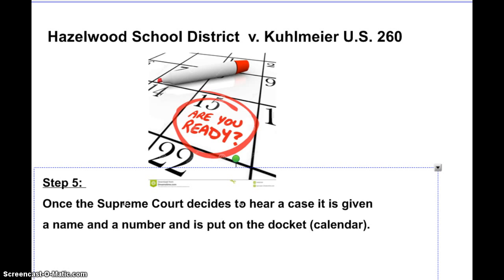So first thing that has to happen, once a court decides to hear a case, the court gives it a name. Hazelwood School District versus Kohlmeyer. Kohlmeyer was the last name of one of the students. It is also given a number, and this is kind of for just keeping track of everything purposes. The last thing that happens is that the court case is put on a calendar, which is called a docket. And once the court case has a name and a number, and it's on the docket, then it's officially ready to go.